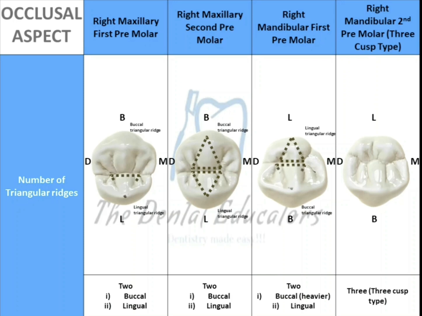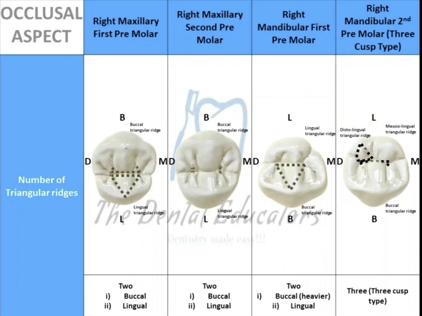The three-cusp mandibular premolars have one buccal and two lingual cusps. Therefore they have one buccal triangular ridge and two lingual triangular ridges. The lingual triangular ridges are named according to the cusp. The cusp placed mesially on the lingual side is referred to as the Mesio-Lingual cusp and has a triangular ridge known as the Mesio-Lingual triangular ridge, whereas the second lingual cusp near the distal side, known as the Disto-Lingual cusp, has a triangular ridge known as the Disto-Lingual triangular ridge, as can be seen in the image below.